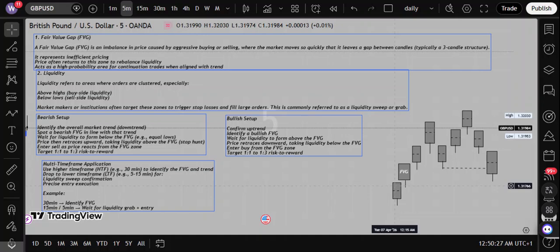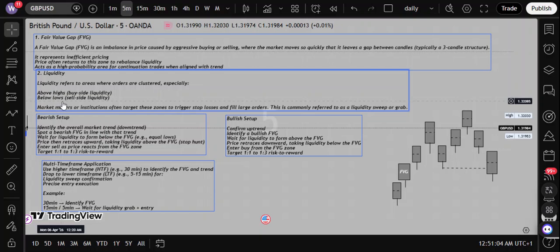Now, moving on, we have what is called the liquidity concept. Liquidity refers to areas where orders have clustered, especially above the highs and below the lows. So liquidity forming above the high is known as the buy side liquidity, and liquidity forming below the lows is known as the sell side liquidity. Do you get what I'm saying? So the liquidity forming at the high of a trend is called buy side liquidity, and the swing low is called the sell side liquidity.